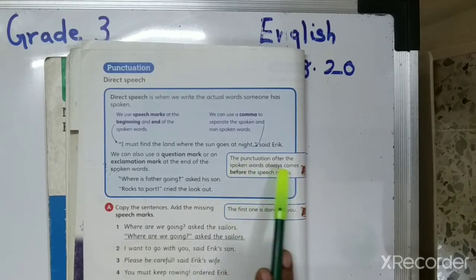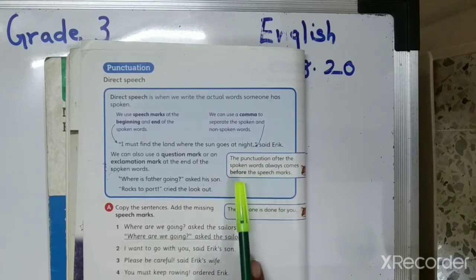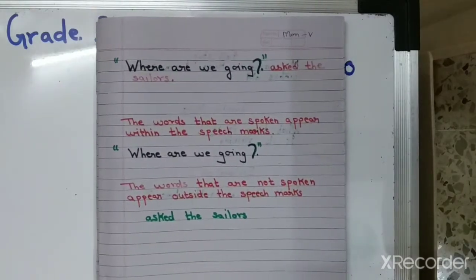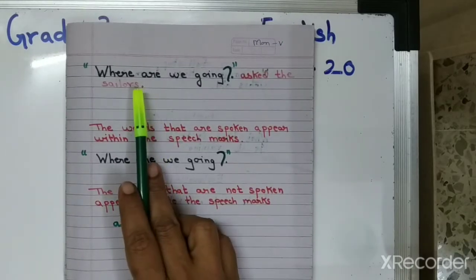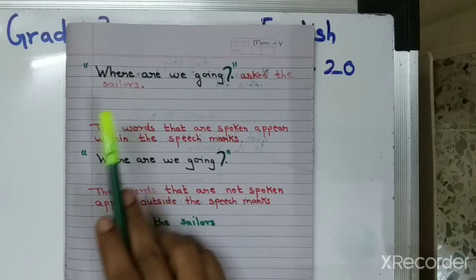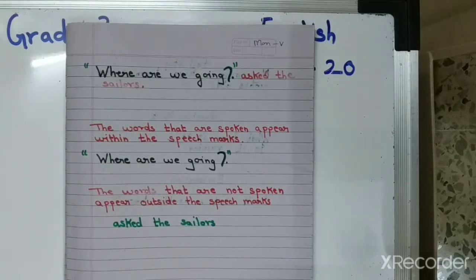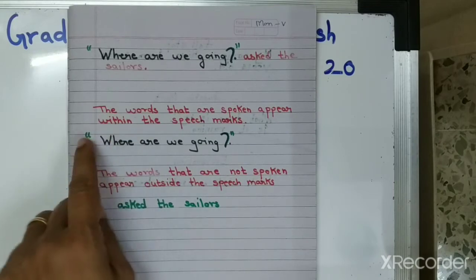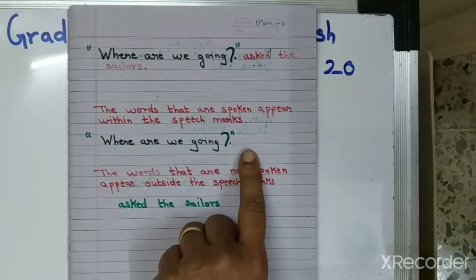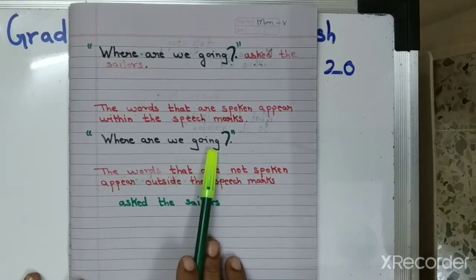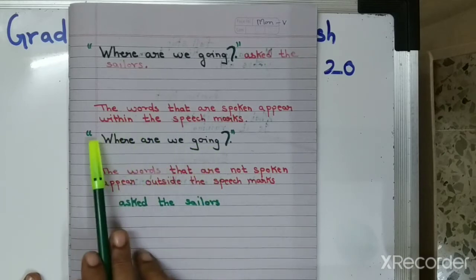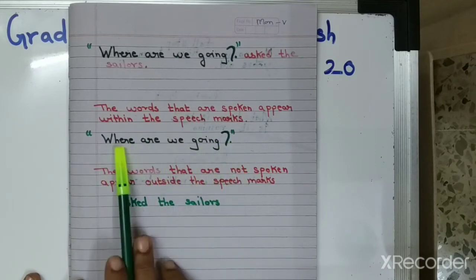Read this, children. The punctuation after the spoken words always comes before the speech mark. Right? So, children, I have written something over here. So, this should be easier for you. If you see here, where are we going? Asked the sailors. This is from your textbook only. Now, children, tell me which is the spoken word over here. I told you the spoken word, no? It will be in the opening and the closing. Okay? At the beginning of your sentence and at the end of your sentence. Can you see here? Where are we going? So these words are your spoken words. They will appear within the speech marks. Children, see here. They appear within the speech marks.